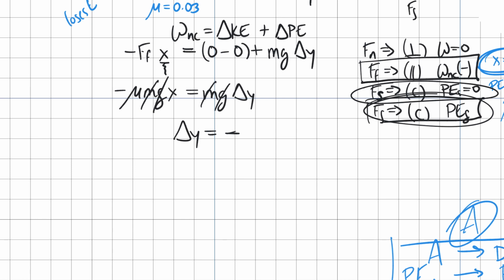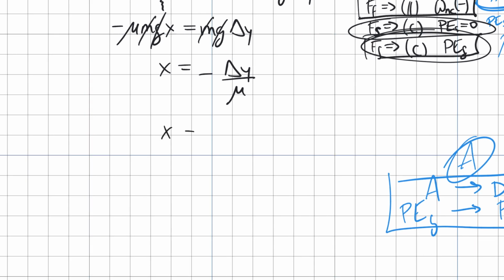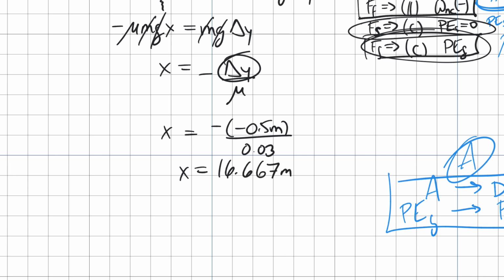Oh, wait, I'm solving for x here, sorry. X equals negative delta y over mu. So x equals negative 0.5 meters, and remember it's negative because the final was below the initial, divided by 0.03. And x equals 16.667 meters. Which basically means it went 2 meters, 2 meters, that's 4, 6, 8, 10, 12, 14, 16, and then 0.667 that way.